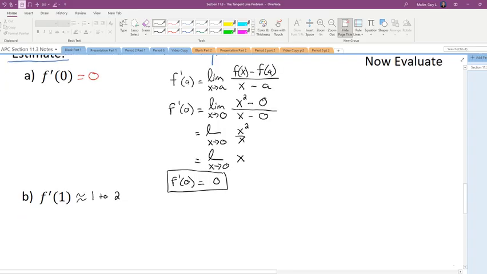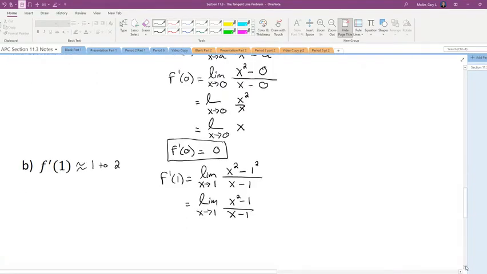All right. So this time I'm just going to start with the derivative at 1. I know the definition tells me to take the limit as x approaches 1 of f of x, which is x squared still, minus f of 1, which is 1 squared, over x minus 1. So that gives me the limit as x approaches 1 of x squared minus 1 over x minus 1.